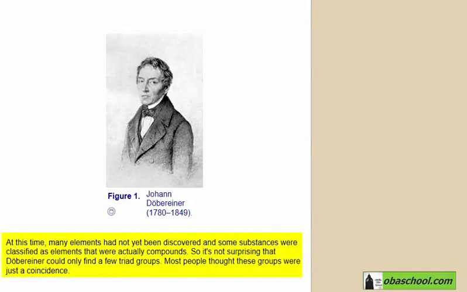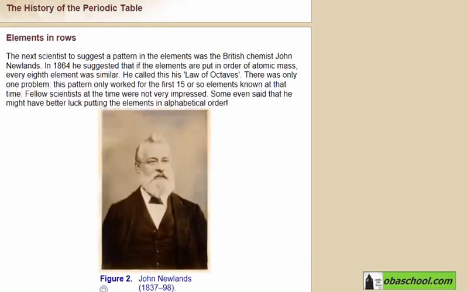Actually, at this time, many elements hadn't yet been discovered, and some substances were classified as elements that were actually compounds. So it's not surprising that this scientist could only find a few triad groups. The next scientist to suggest a pattern in the elements was the British chemist John Newlands. In 1864, he suggested that if elements are put in order of atomic mass, every eighth element was similar. He called this his law of octaves.